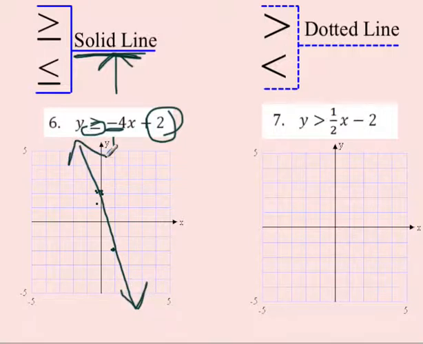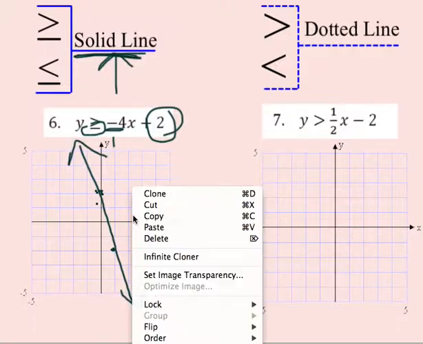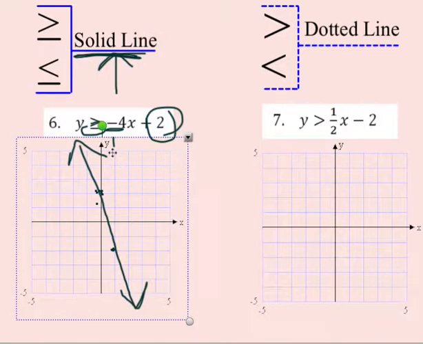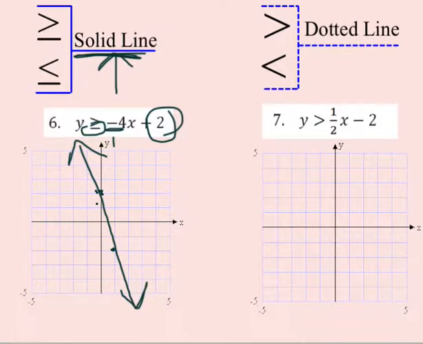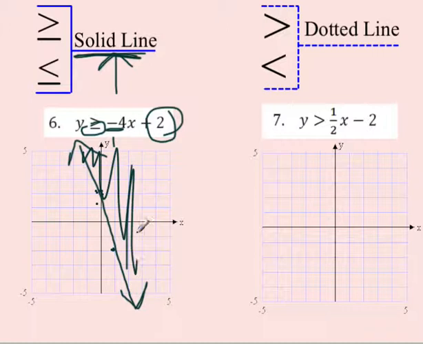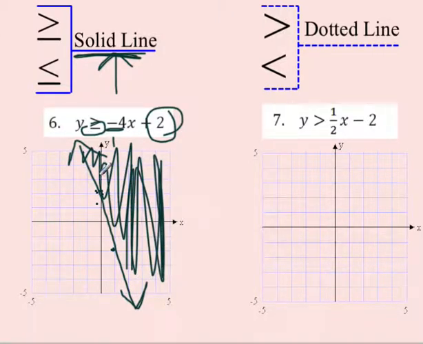And then from that solid line, I want to shade up. So then we're going to shade in that region right there. So that's your final answer for number 6.